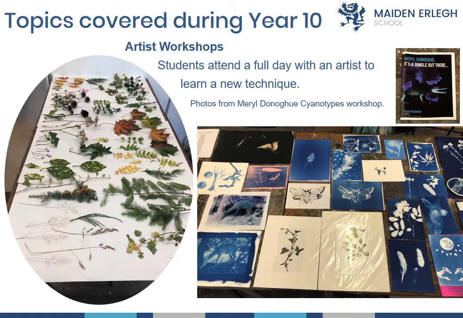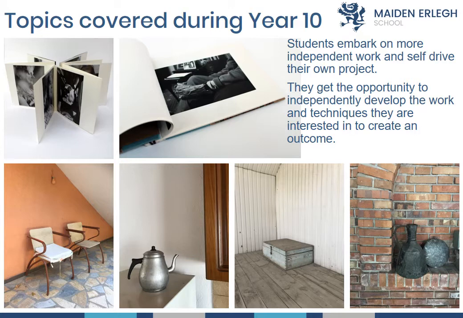At the beginning of year 10, students have an opportunity to work with an artist for a whole day to learn a new technique. These are examples from a cyanotypes workshop with Meryl Donoghue. It's fantastic having these opportunities to work with more traditional materials and techniques, using chemical-based processes to create images. During year 10, students get to use the skills and techniques that they've learnt during year 9 to then drive their own project. They get to work independently and develop their techniques that they're interested in.